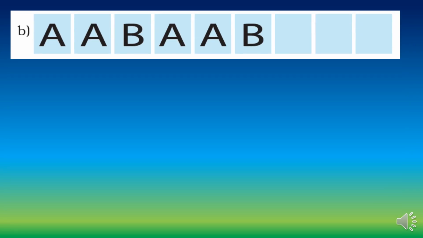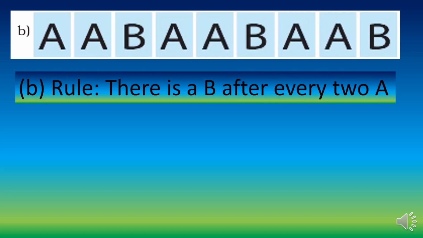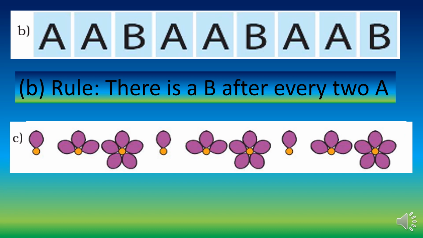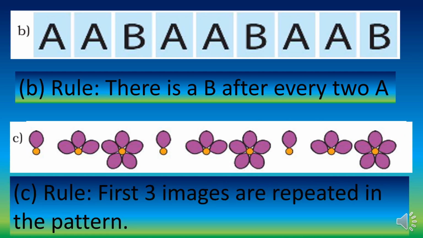And again 2A and B, then again 2A and B, and then the same is repeated. So there is a B after every 2A. That is the rule. You can see this, flower with 1 petal, then 3 petals, then 5 petals. The same is repeated. So the first three images are repeated in the pattern.